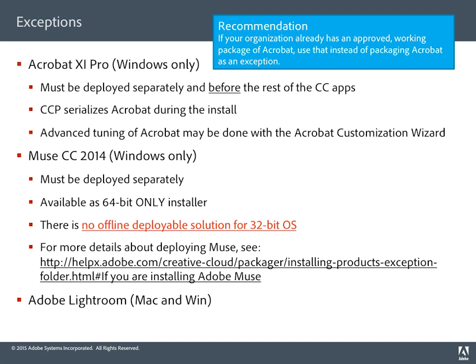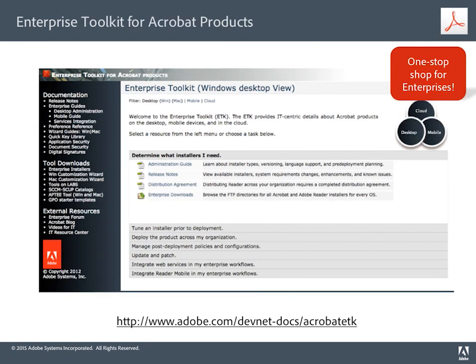If you want to serialize Acrobat with Creative Cloud Packager, it must be installed before the rest of the CC applications. When the CC installer runs, it will serialize Acrobat. You may customize Acrobat further using the Acrobat customization wizard without entering a serial number inside the tool. Please note that Muse 2014 on Windows is another example of an exception. Please see all the relevant notes at the URL below. For more information about packaging Acrobat, visit the Acrobat Enterprise Toolkit page at the URL below.